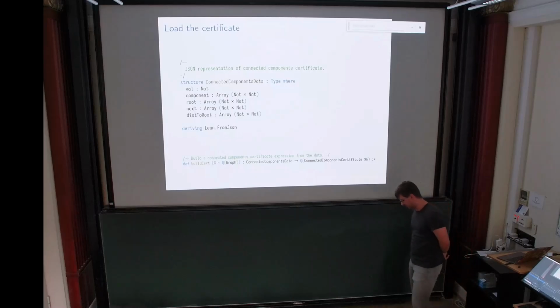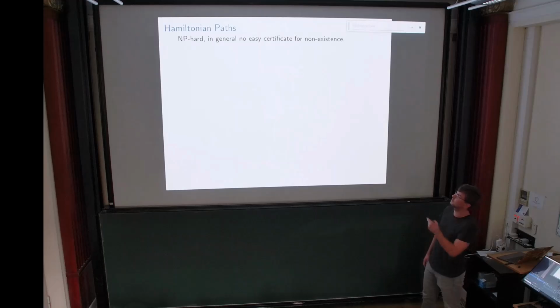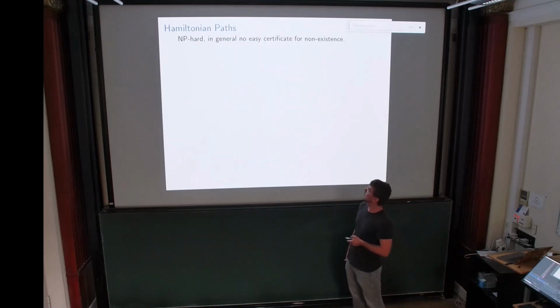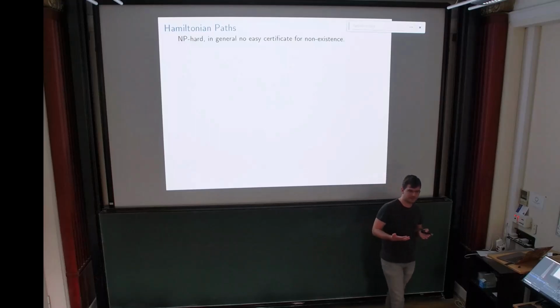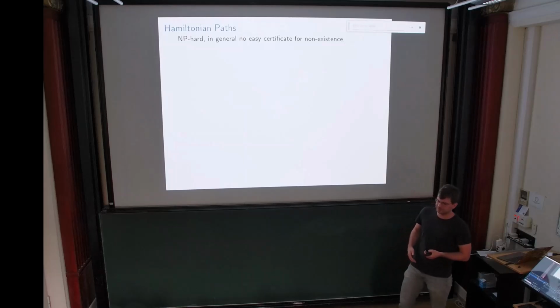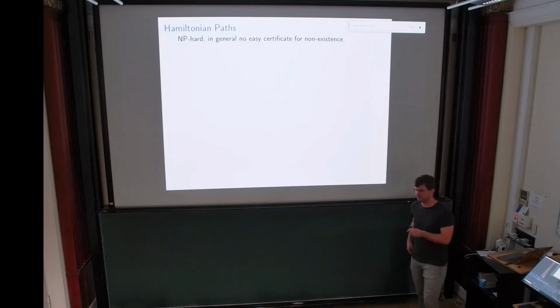Right. So this was one example where we could compute the certificate nicely, but then there are other examples like Hamiltonian paths, which is a known NP-hard problem. If a graph has a Hamiltonian path, there is a really nice certificate. You just have the path. You tell Lean, here's the path, check it, and check that it passes through all the vertices, and it's happy.